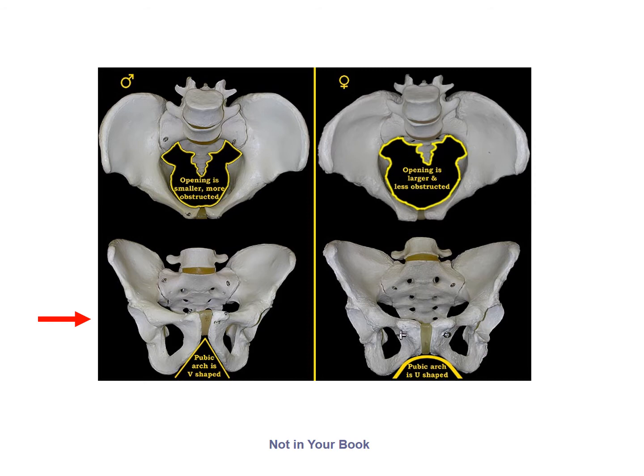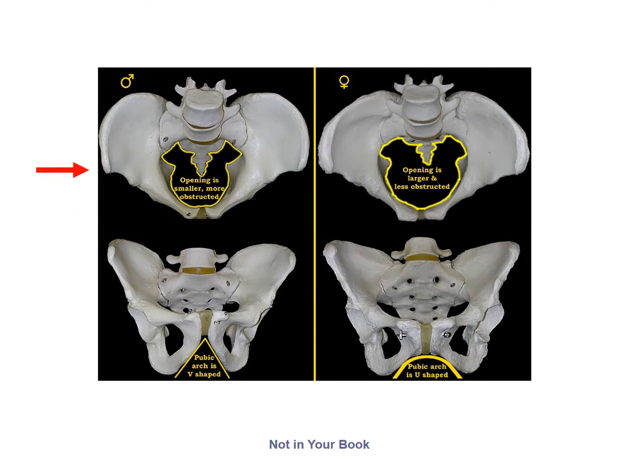and more shallow. If we look at the pubic arch, that's the angle that's formed between the two pubic bones as they form a joint at the pubic symphysis. Notice that the pubic arch is V-shaped in men and more U-shaped in women.